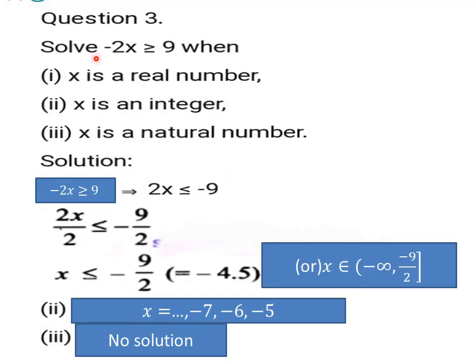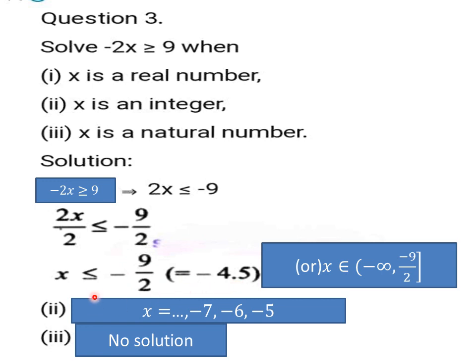Question number 3. Solve minus 2x greater than or equal to 9 when first subdivision x is a real number, second subdivision x is an integer, third subdivision x is a natural number. Solution, write the question first. Minus 2x greater than or equal to 9. Multiply by a minus sign first. So 2x is less than or equal to minus 9. The inequality will change. Then divide by 2 on both sides. So x is less than or equal to minus 9 by 2. Minus 9 by 2 can be written as minus 4.5.